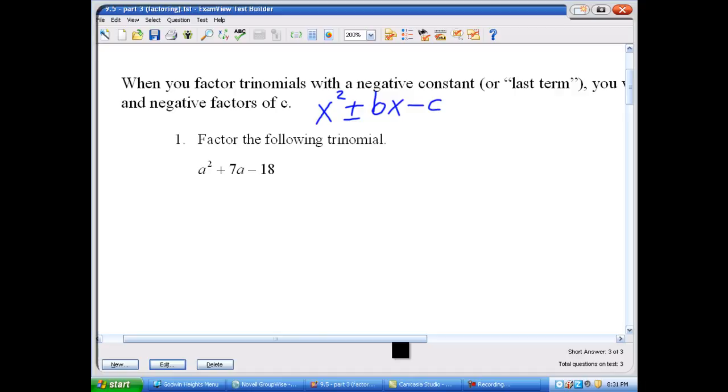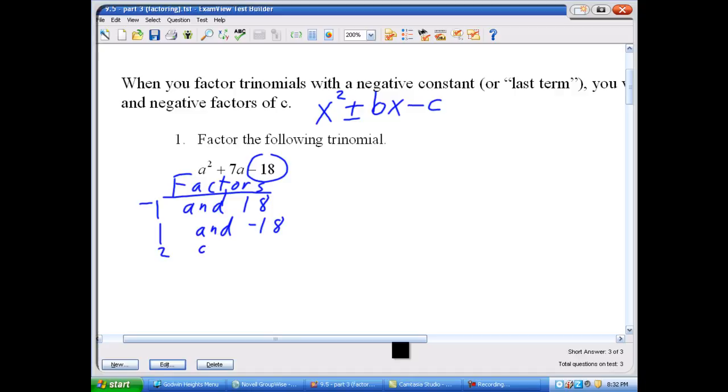As I look at the first example here, I have factored the following trinomial: a squared plus 7a minus 18. I want you to notice this minus here. What we need to do, as usual, is list all the factors of this last term. So that is 1 and 18. But I have a negative there, so I have negative for one of them, and I also need to make sure I include a negative for the other one. So I have negative 1 and 18, I also have 1 and negative 18. I need to list both combinations.